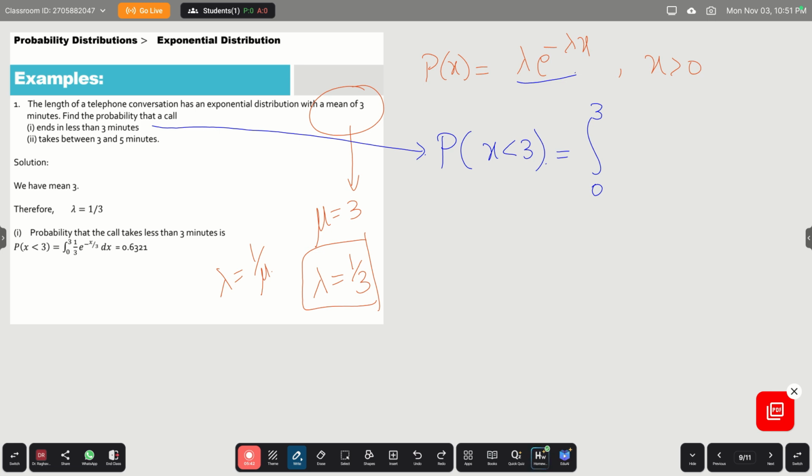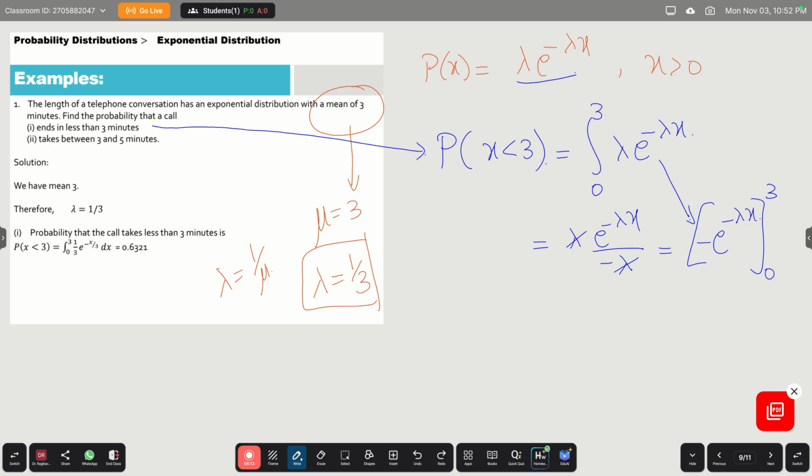What function do I need to integrate? Lambda e power minus lambda x. Whenever you integrate lambda e power minus lambda x, lambda will be constant and e power minus lambda x is divided by minus lambda, and minus lambda gets cancelled. The integration value will be minus e power minus lambda x. And the limit is from 0 to 3.